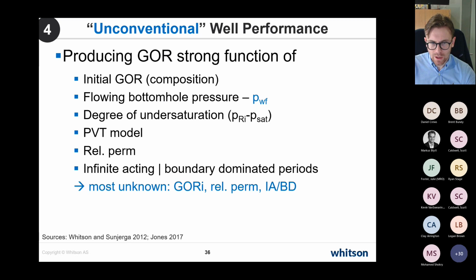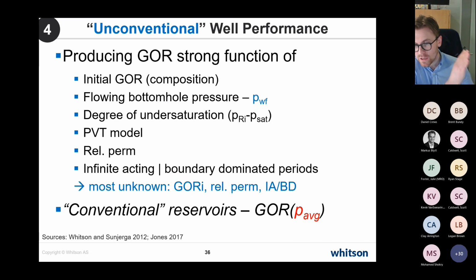But it's different from a conventional reservoir, because in a conventional reservoir the GOR is a function of the average reservoir pressure. That has nothing to do with the fact that it's conventional, but is just the way GOR behaves when you're in boundary dominated flow. In conventional reservoirs, you're much more in boundary dominated flow than in an unconventional well. So that is a fundamental well performance difference between conventionals and unconventionals that is PVT related, if you like.